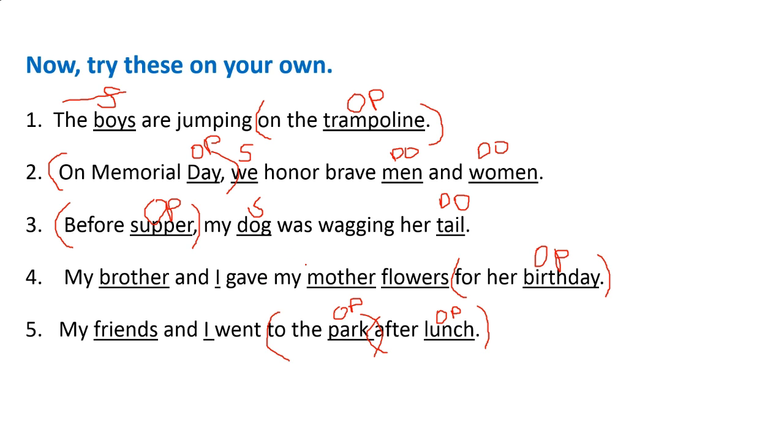My brother and I gave my mother flowers. Okay, who is doing the giving? It's my brother and I, so they're both going to be subjects. What was given? Flowers was given, so that's going to be my direct object. Who was it given to? It was given to my mother, so that's going to be my indirect object.